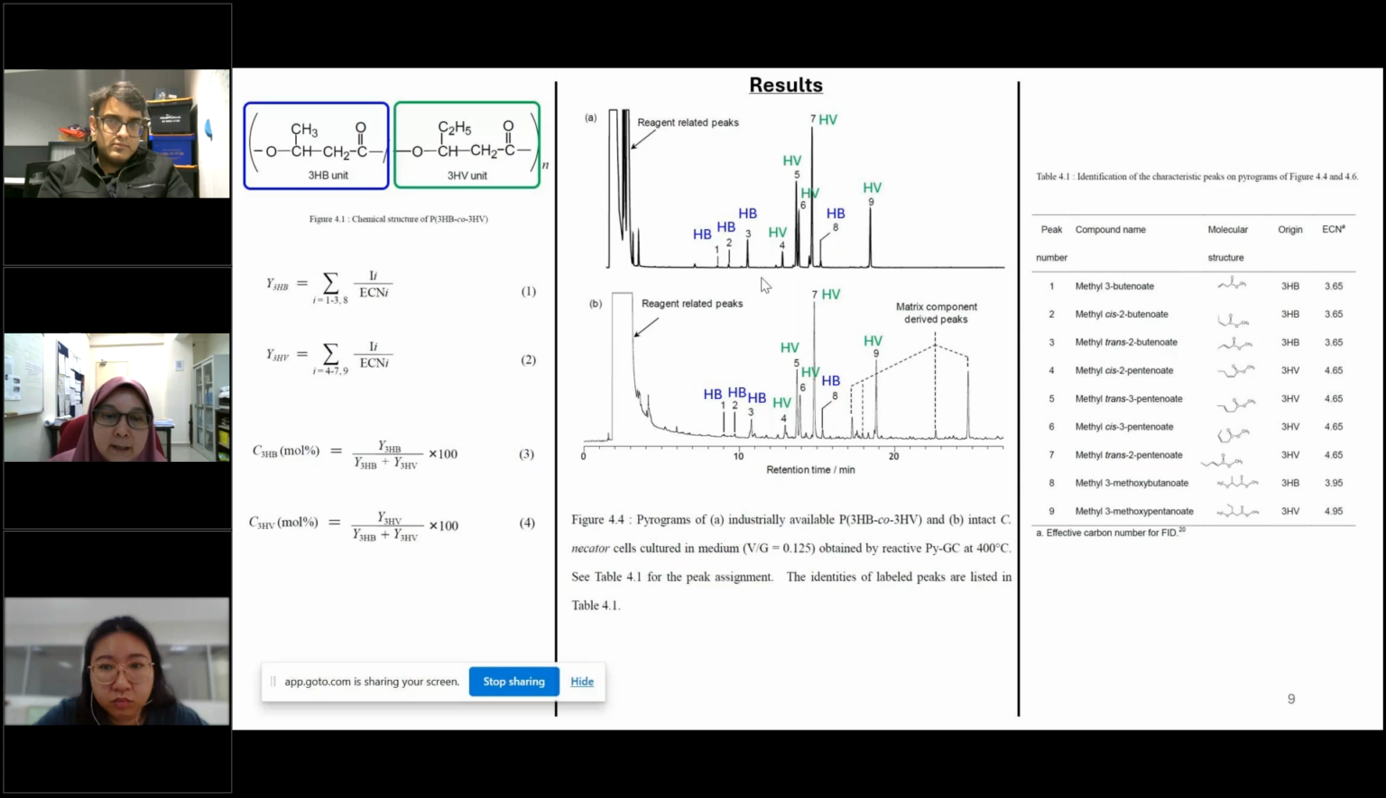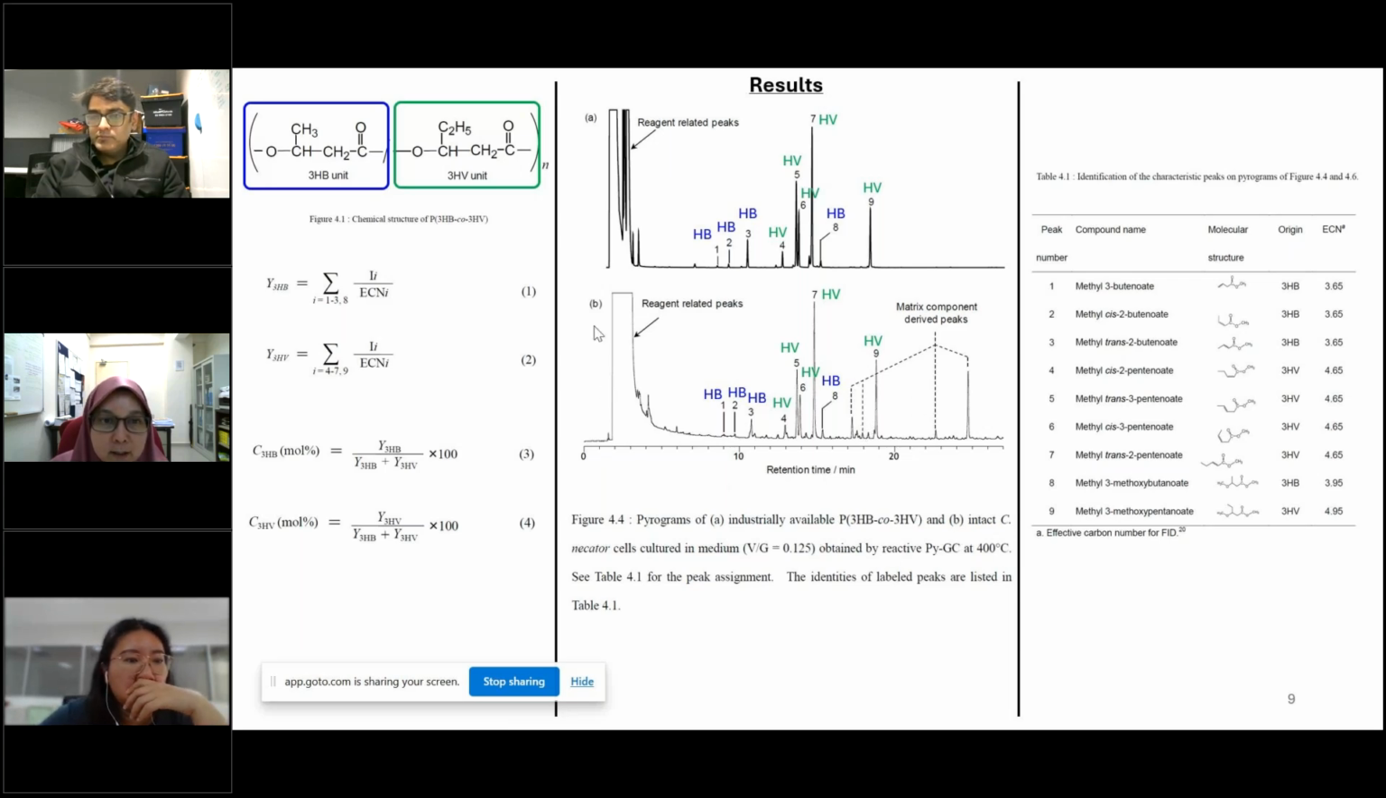So here I'm sharing these two pyrograms. The top is the standard sample, as we call it, from an industrially available sample, PHB equal HB. And the bottom one, pyrogram B, is the one that we get from our reactive pyrolysis-GC analysis, a direct analysis from the cell culture without any kind of sample pretreatment. So we did not do any kind of pretreatment. We directly use it for analysis using PYGC.